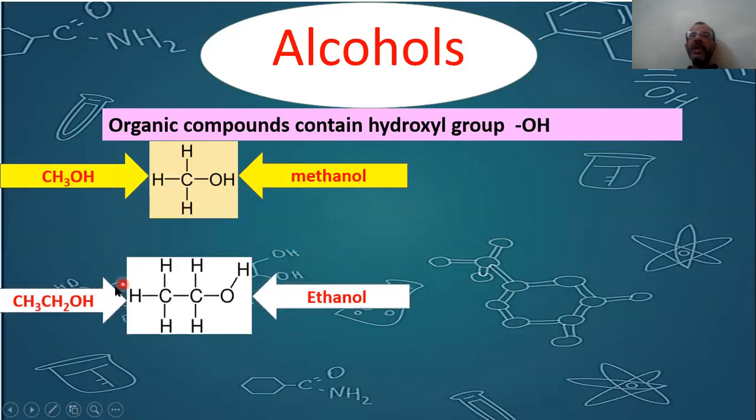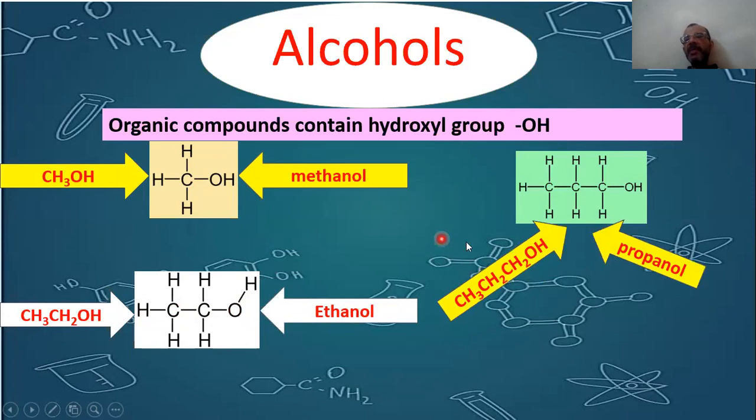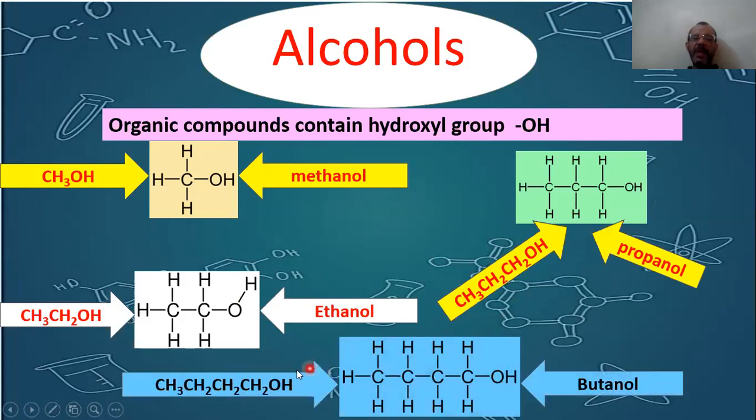If you have two carbon atoms, like this one, CH3, CH2, this will be ethanol, O and H. Look here, O is joined to H, H is joined to O. The third member is propanol, or 1-propanol: 1, 2, 3, propanol. And the fourth one is butanol, or 1-butanol: 1, 2, 3, 4, and OH.